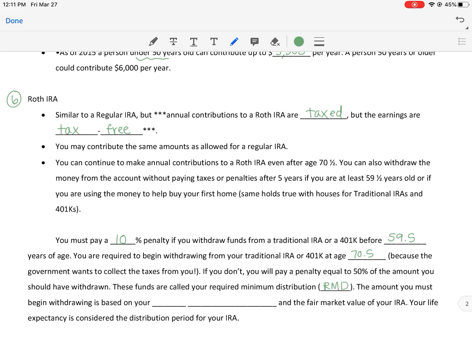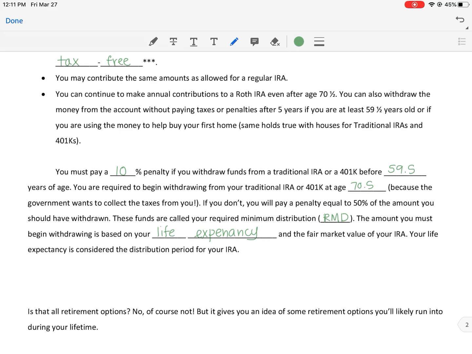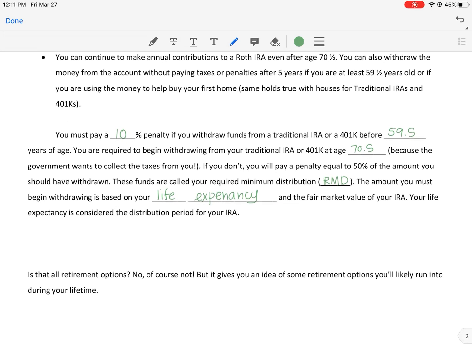These funds are called your required minimum distribution. The amount you must begin withdrawing is based on your life expectancy, so how long they expect you to live, and the fair market value of your IRA, so how much money's in there. Your life expectancy is considered the distribution period of your IRA. So, is that all the retirement options? No, of course not. But it gives you an idea of some of the things that you'll likely run into and some options you'll be given.